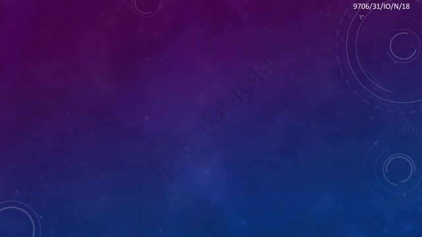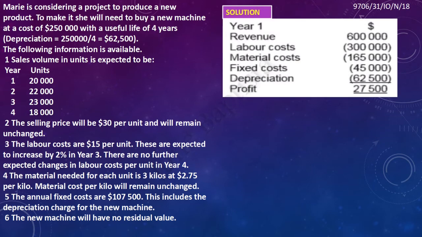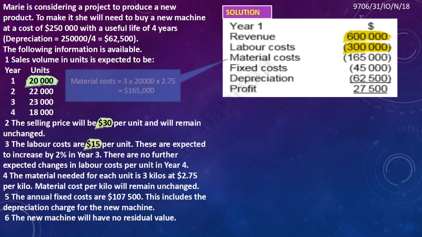Continuing from the example of the past paper that we looked at in the previous 2 slides and reproduced here on the left, let us now calculate the profit for year 1. The revenue would be $600,000, which is $30 per unit, and 20,000 was the sales volume expected. $30 times 20,000 gives us $600,000. Labor costs at the rate of $15 per unit will give us $300,000. Material costs, as per the working indicator, will be $165,000. Fixed costs, as calculated in a previous slide, is $45,000.